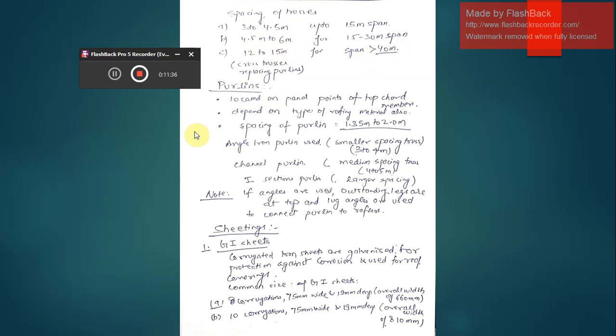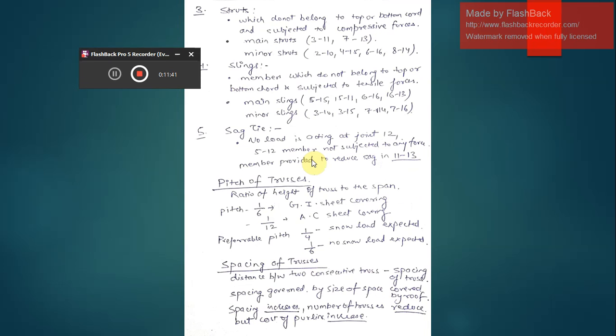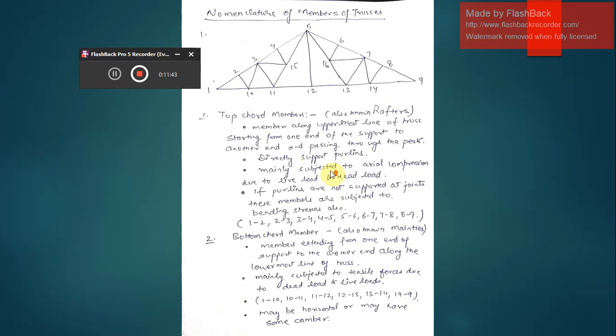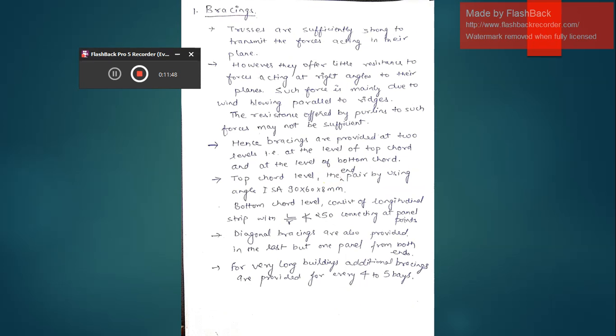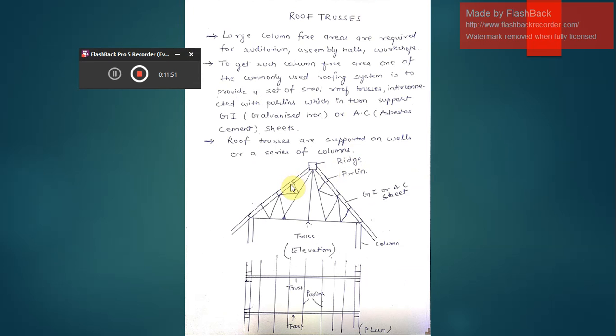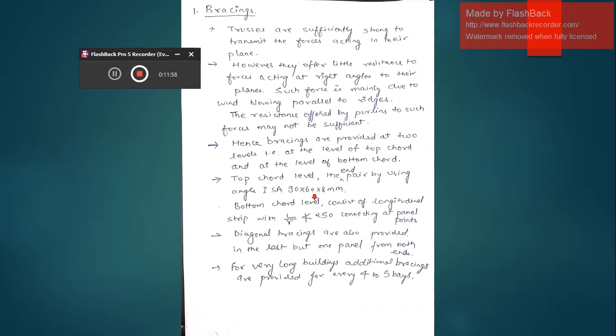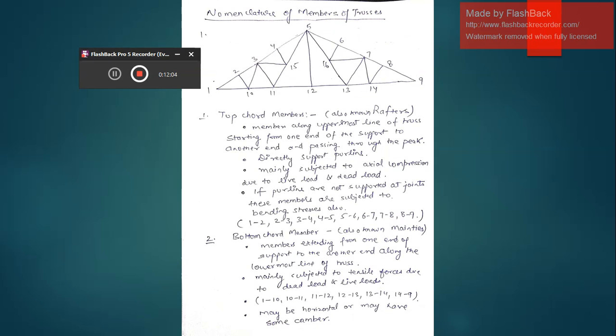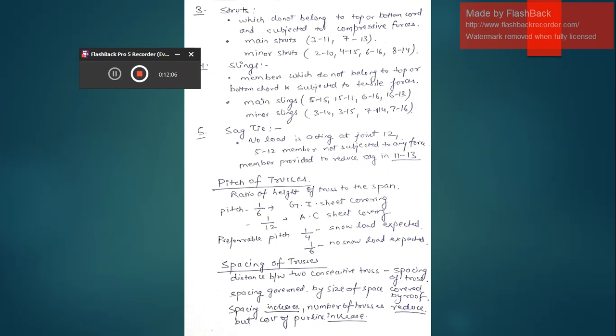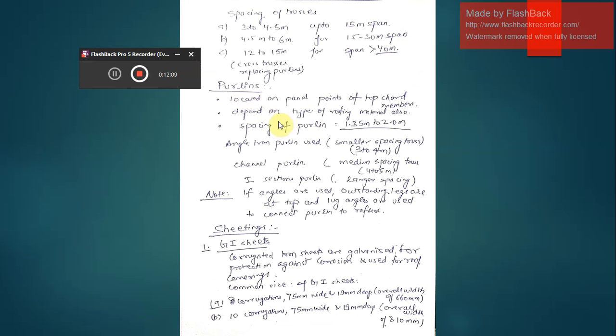The purlins are located on the panel points of the top chord member, as we have seen earlier also. The purlins are mainly placed on top of the chord members. So again, moving to the slide, we were discussing this one. Now this depends on the type of roofing material also.